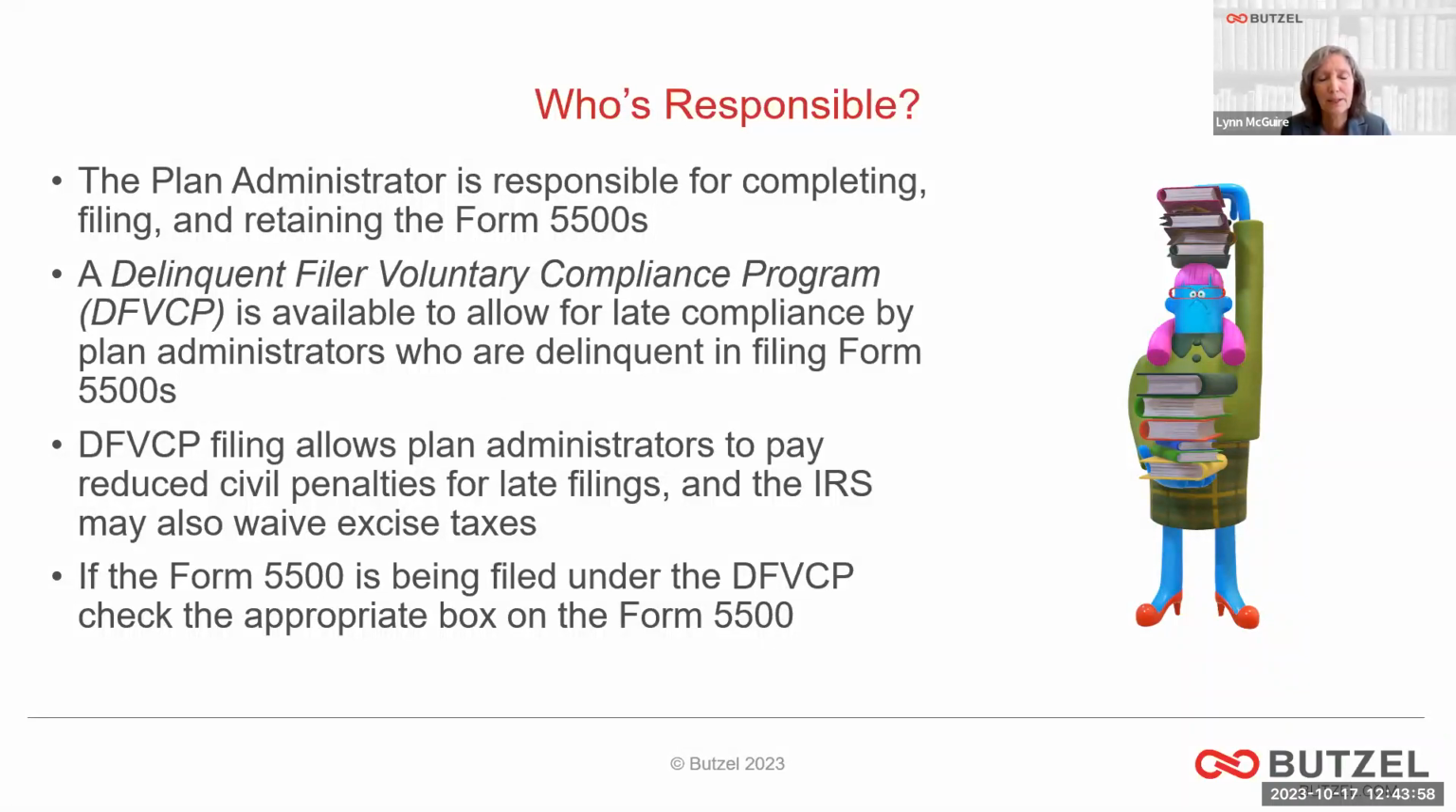You have to go through this process. It's a fairly simple process, but you have to basically take each of the steps in this correction program in order to get this relief. So if you're going through the Department of Labor's Delinquent Filer Voluntary Compliance Program correction process, you have to, step one, file a corrected Form 5500, and you check the box on the form saying that this is being filed under the DFVCP program.